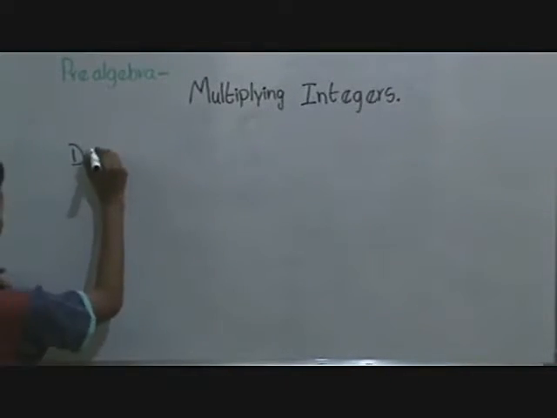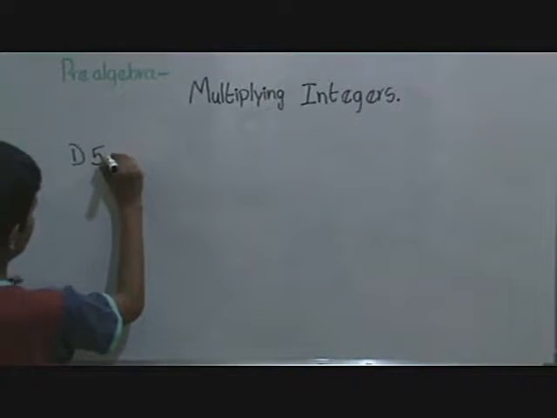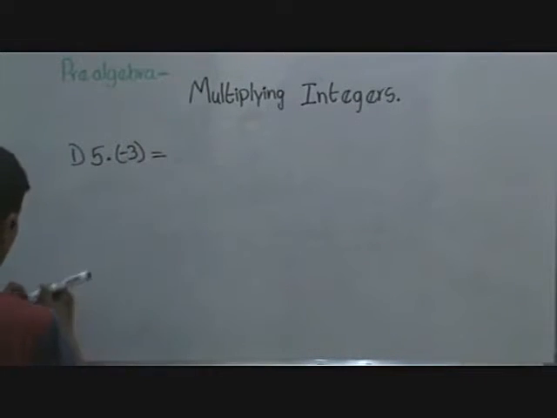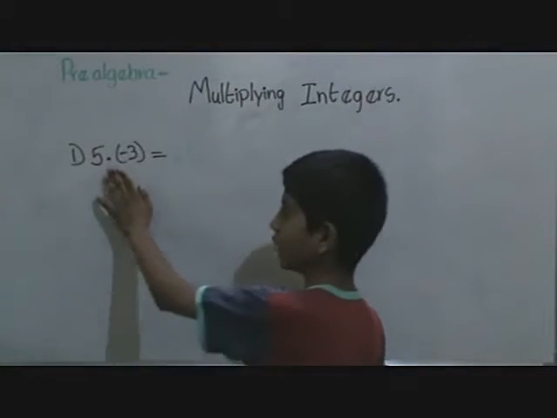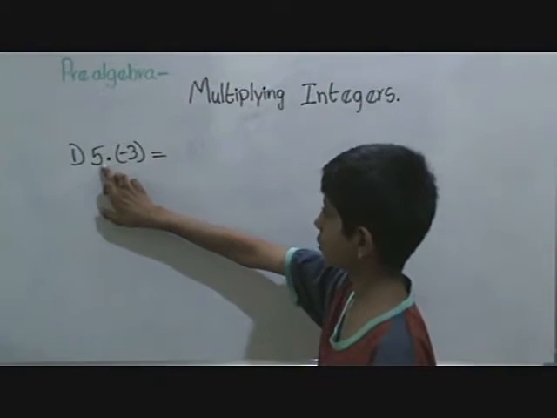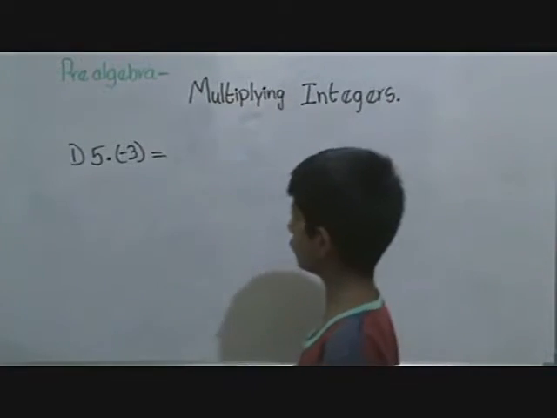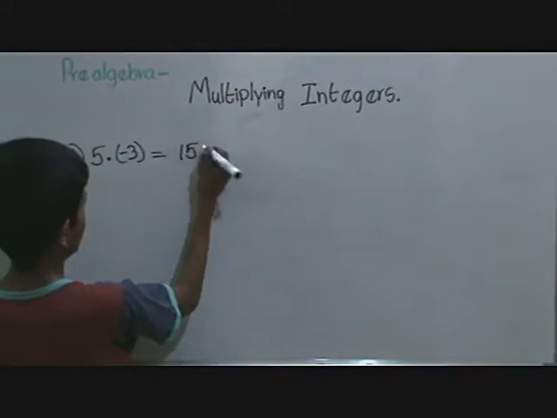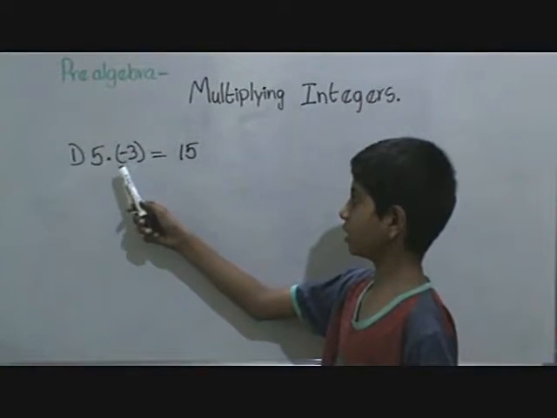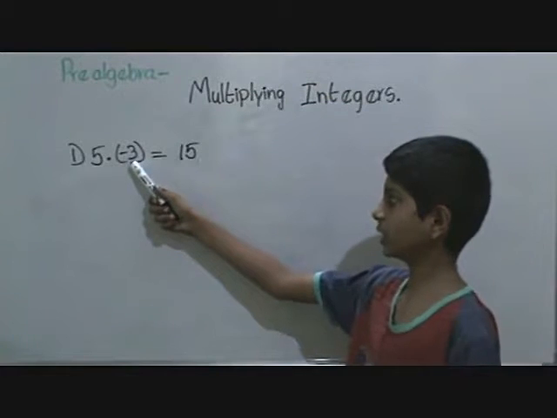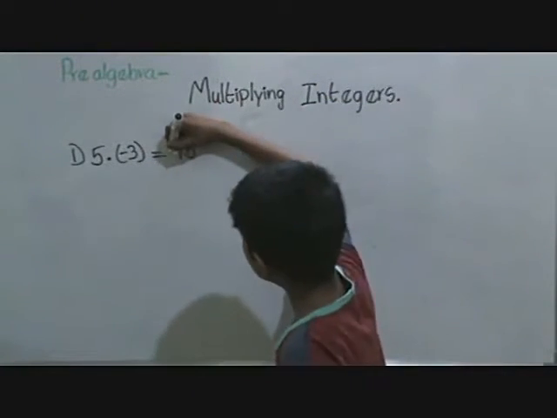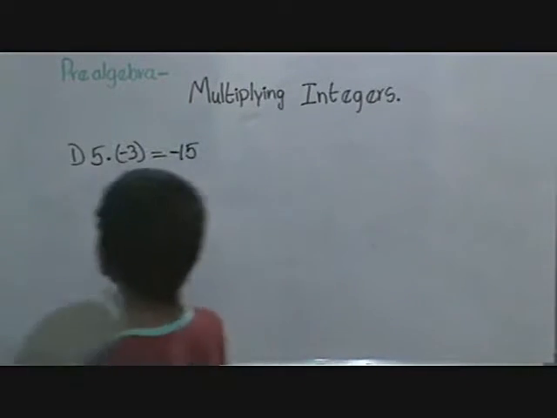Problem number 1. If you have 5 times negative 3, what is that equal to? First multiply the numbers normally. First let us do the multiplication. 5 times 3, that's 15. Okay? And here you have different signs. Here 3 is negative and 5 is positive. So stick the negative sign there.